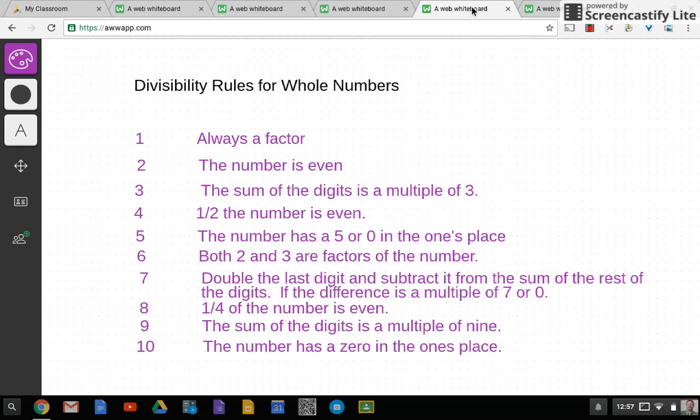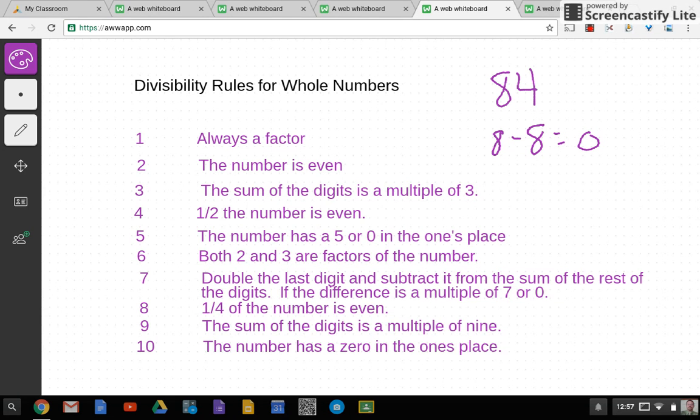Now, so on a number like 84, I better get me a pencil to draw here. So let's say I've got a number like 84. What that means is if I double the last digit, so that would mean this is 8, and I subtract it from the rest of the digits, which would be 8. So 8 minus 8 is 0. So that means that number is divisible by 7.